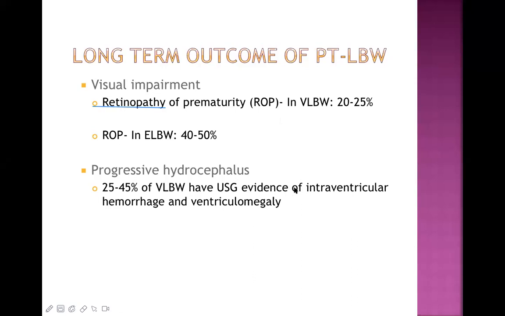Another important long-term outcome of preterm low birth weight babies would be hydrocephalus. This is called progressive hydrocephalus, and this occurs because of hemorrhage inside the ventricle of the brain. Now, what happens if hemorrhage occurs inside the ventricle? How can it lead to hydrocephalus? Anybody?